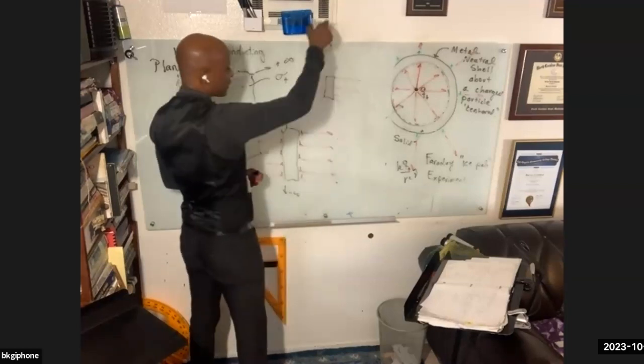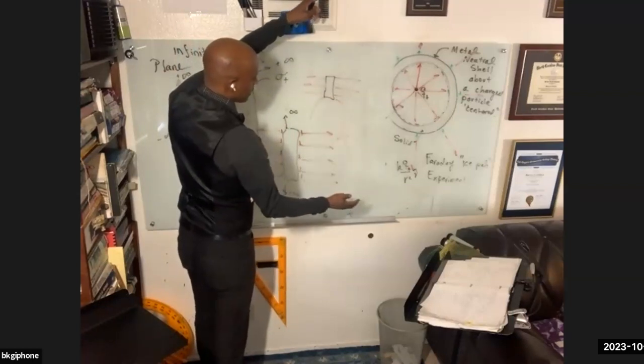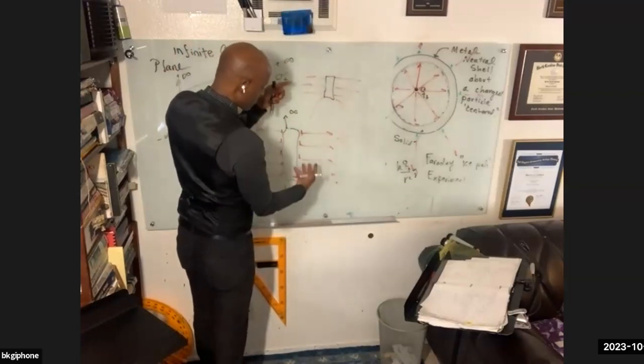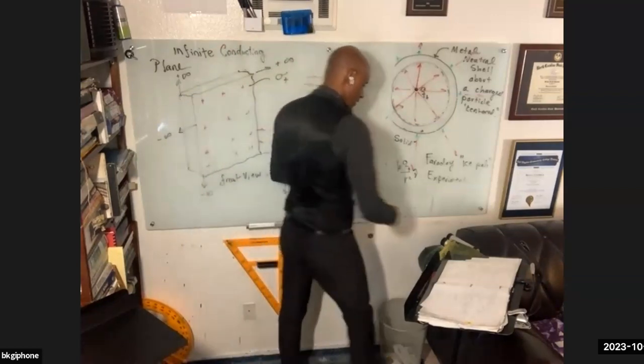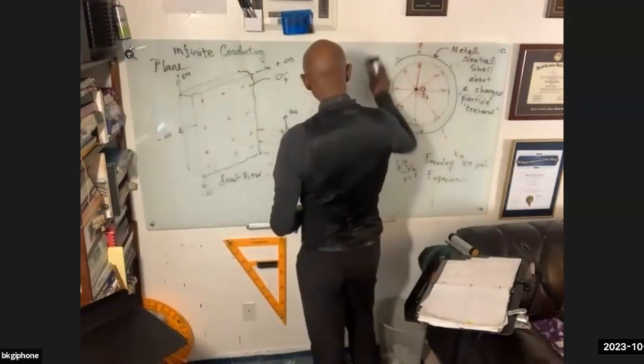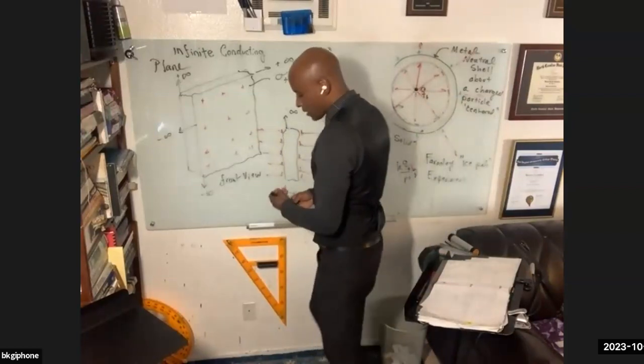But if you have an infinite plane, these edging effects kind of cancel where you get none, right? And ultimately everywhere in the region you have a constant field.